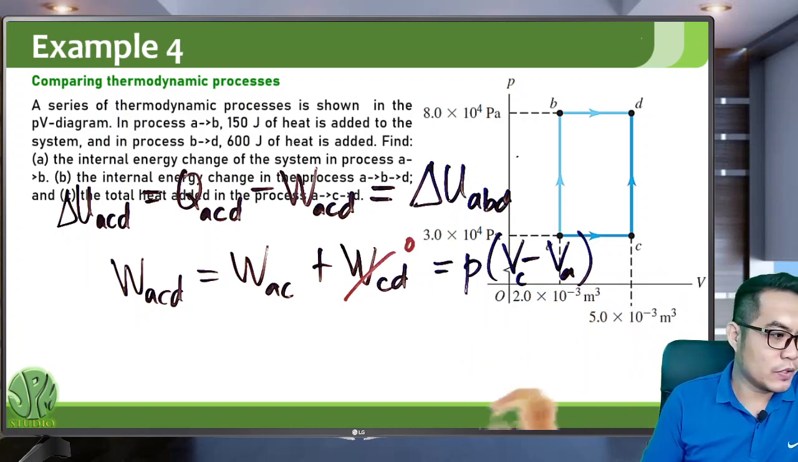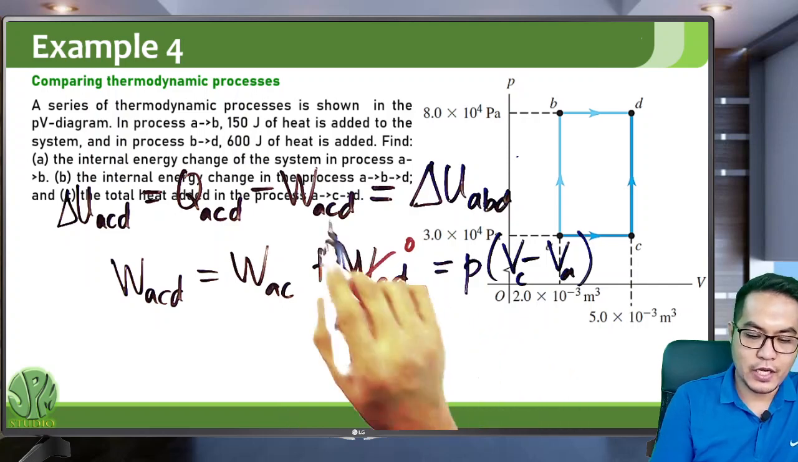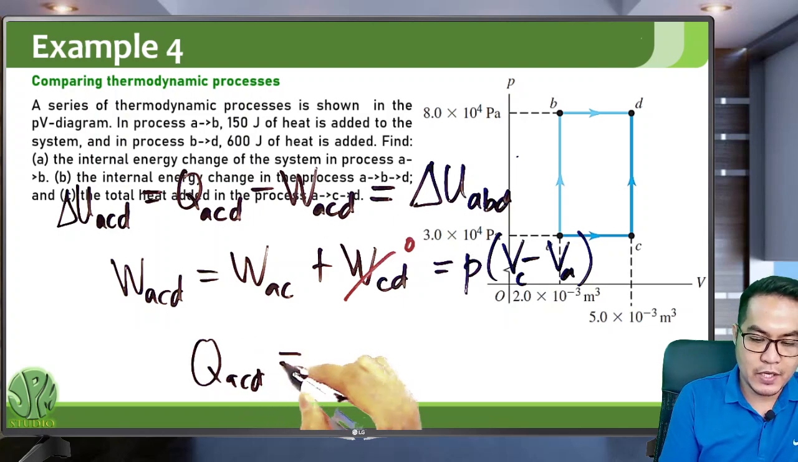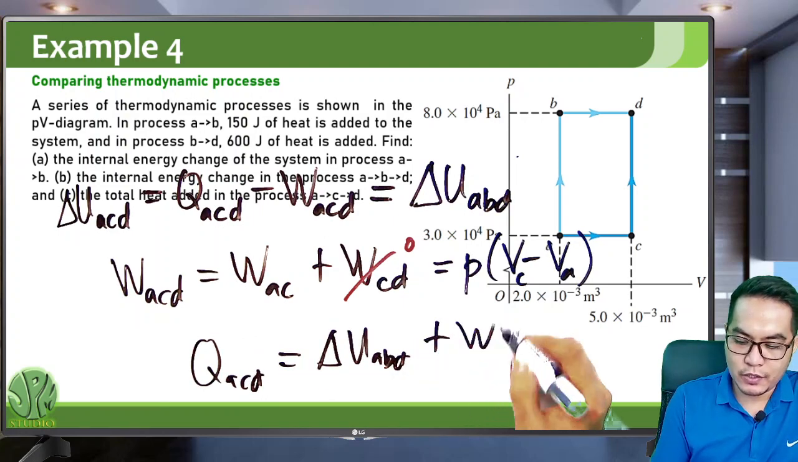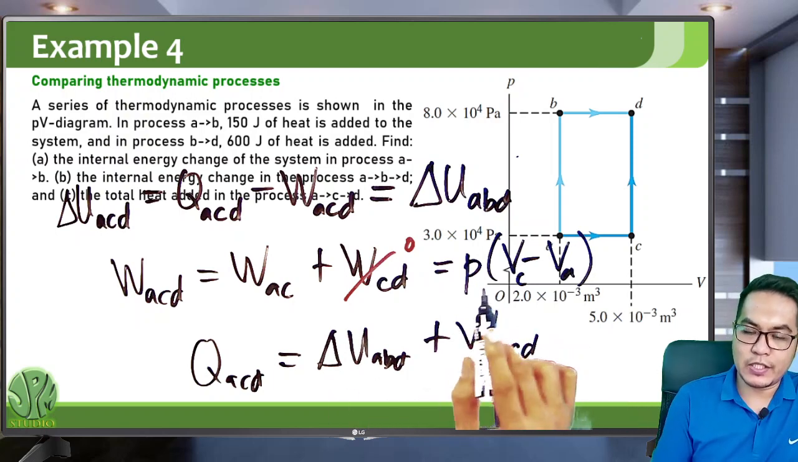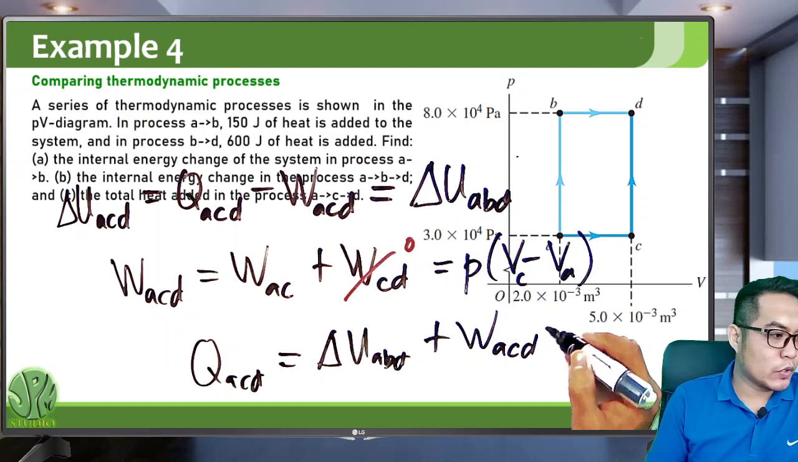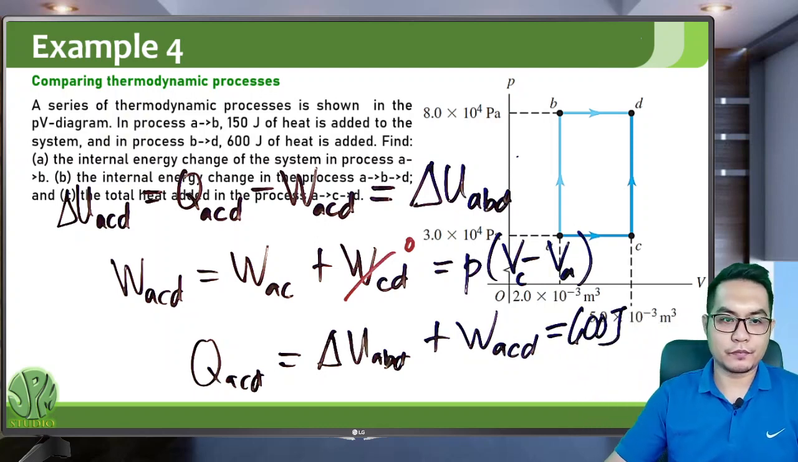So you substitute that one here and solve for QACD. QACD is basically just delta U ABD plus the work done from A to C to D, which is just this one. And substituting all of that, you will get 600 joules.